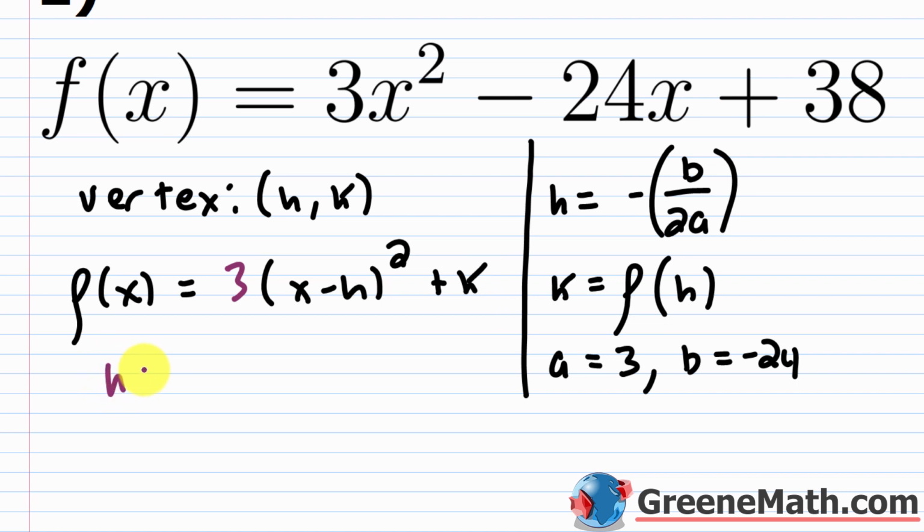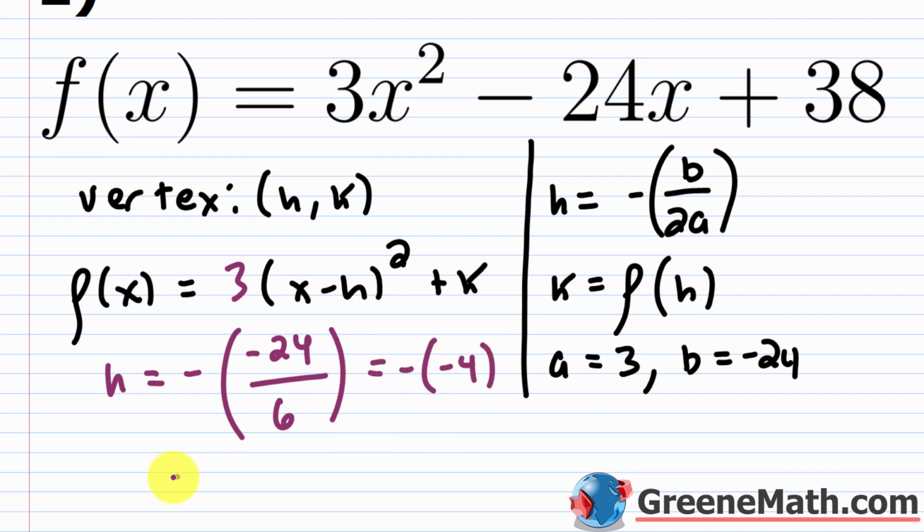So let's put h as being equal to, again, the negative of, what is b? b is negative 24. And then this is over 2 times a. a is 3, so this is 2 times 3, which is going to be 6. Let's just write that in there now. And so what is negative 24 divided by 6? That is negative 4. So this is equal to the negative of negative 4, which we know is positive 4. So our h is going to be equal to positive 4. So let me erase that and put this as a 4. You can get rid of this and put this as a 4 here.